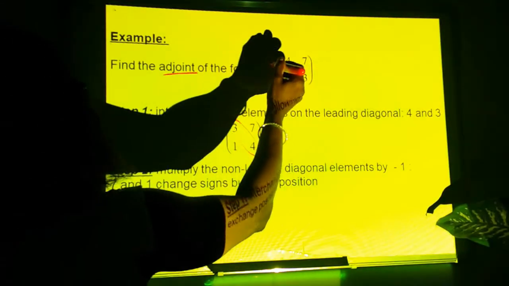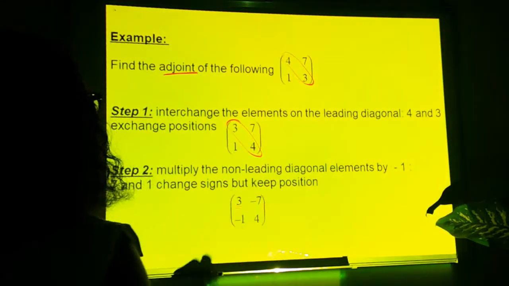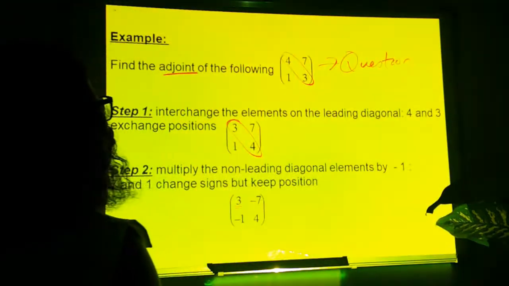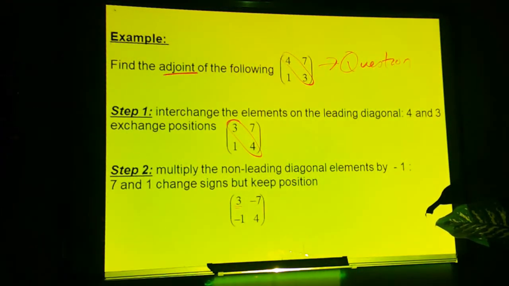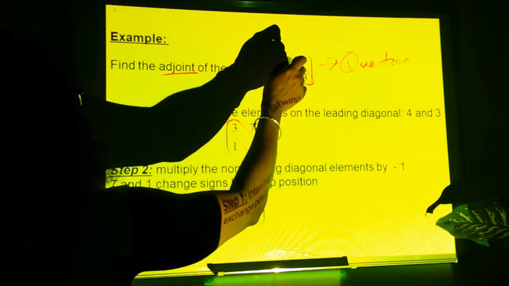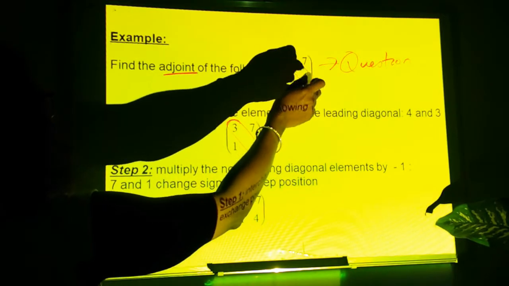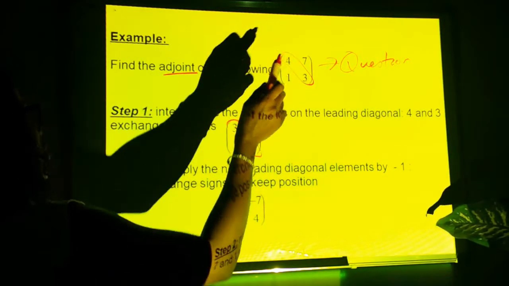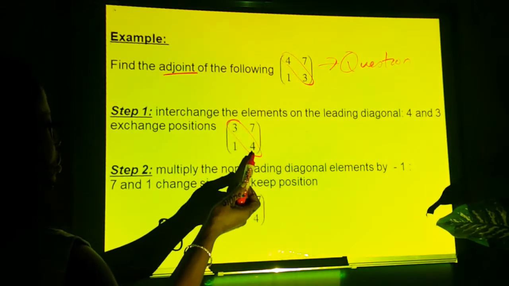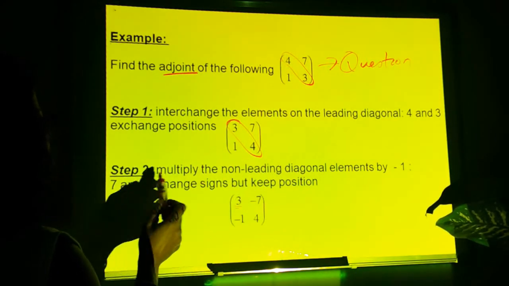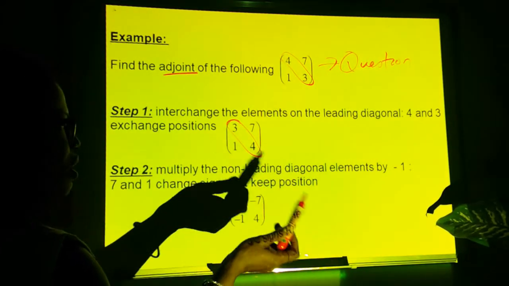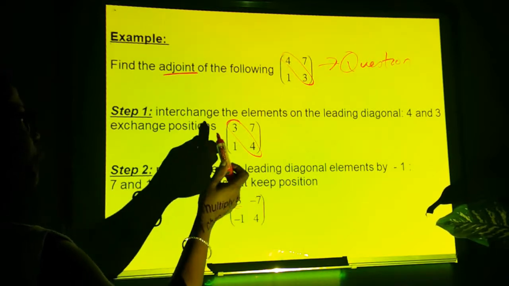So coming back, I lost it a while ago. That's the question. So I'd like to write the word question so we don't get lost. We're finding the adjoint of 4, 1, 7, 3. So this is the main diagonal, 4 and 3. So we exchange positions with them. So the 3 takes the place of the 4, and the 4 takes the place of the 3, which is what we have here. And step 2 says, multiply the non-leading diagonals, that are the other two numbers, by -1.